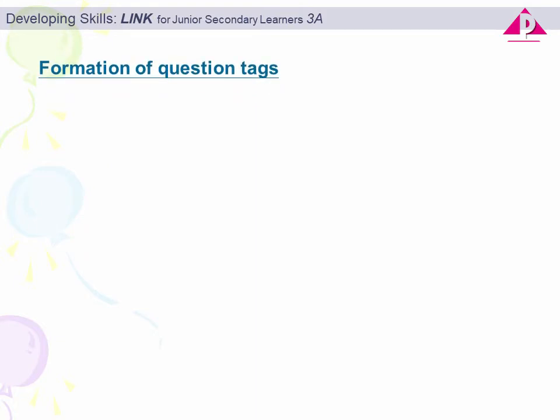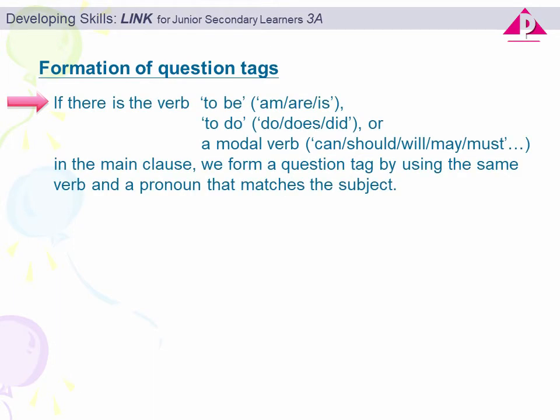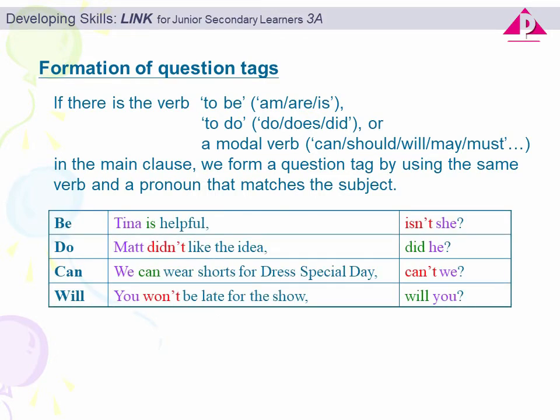Now, let us go into greater detail about the formation of question tags. If there is the verb to be, am, are, or is, to do, does, or did, or a modal verb in the main clause, we form a question tag by using the same verb and a pronoun that matches the subject. If you don't understand, you can look at the 4 example sentences below.